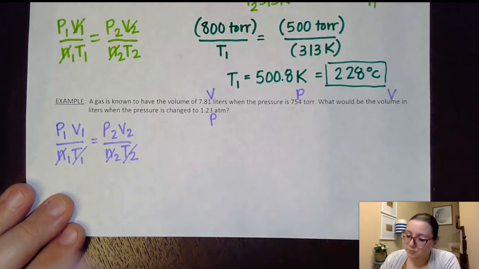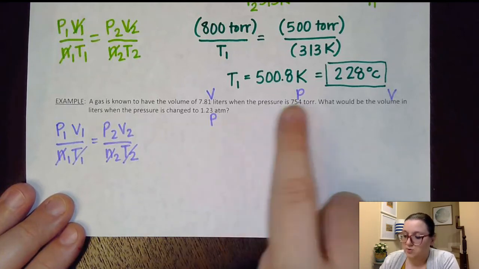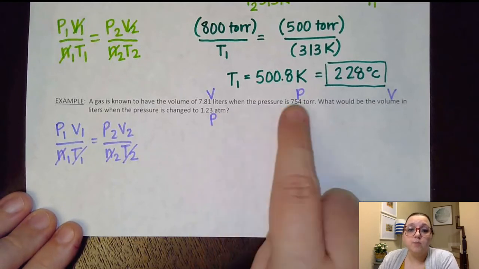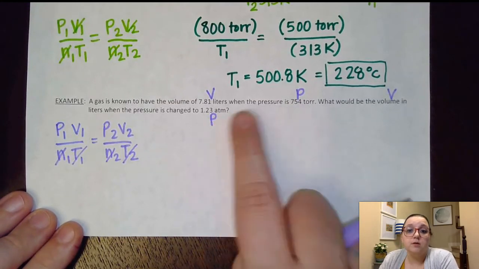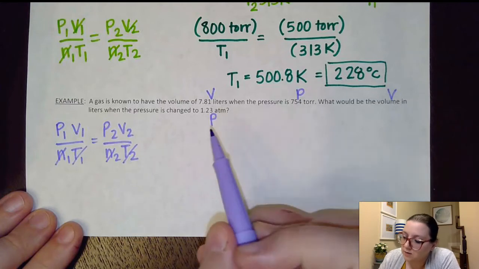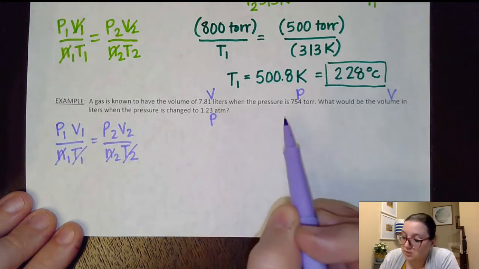However, I notice my pressures are not in the same unit. Now, this is where you get to choose. You could either leave them both in atmospheres or you could leave them both in torr. You get to pick, as long as you convert one into the other. So I'm going to go ahead and convert the 1.23 atmospheres into torr.